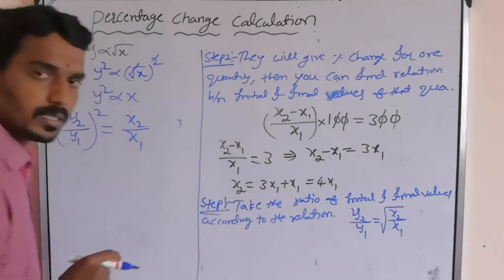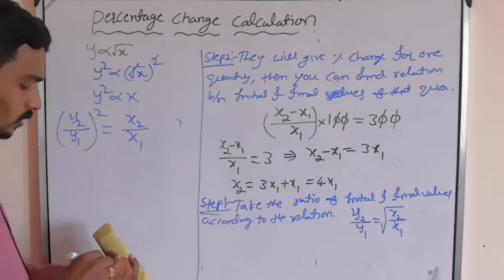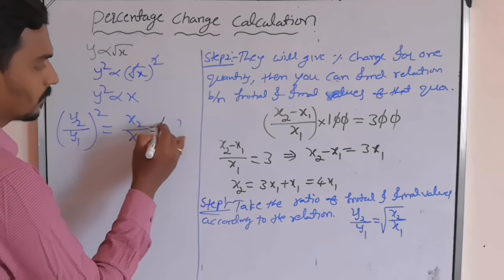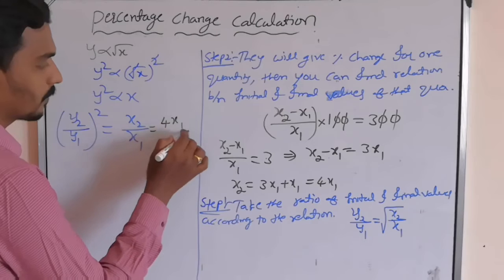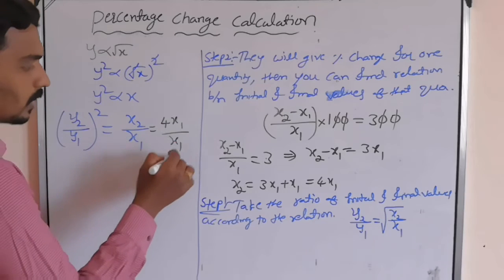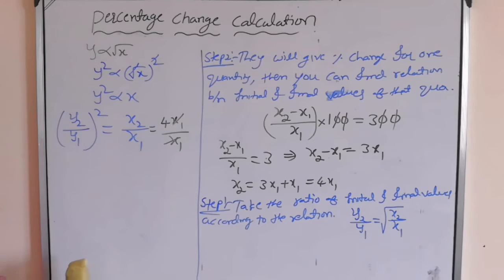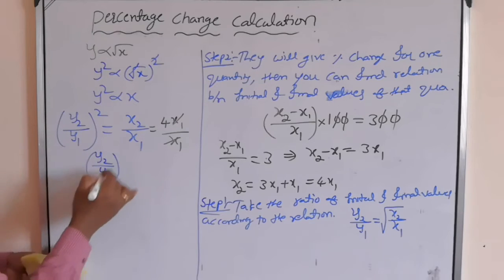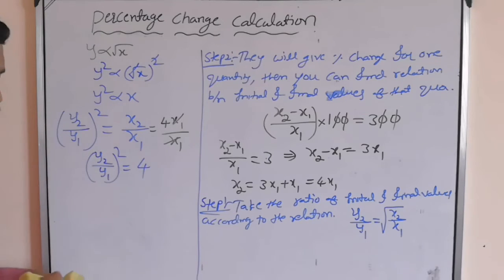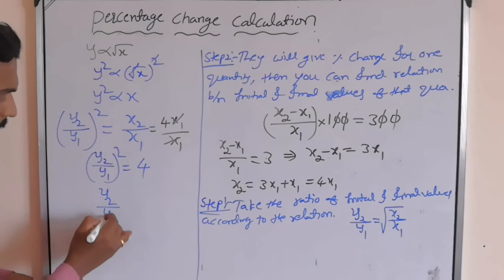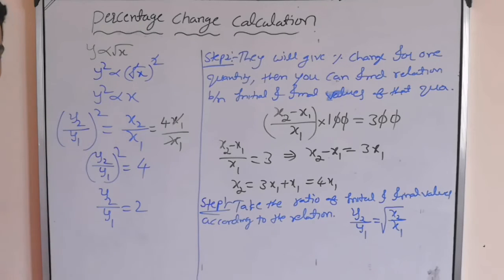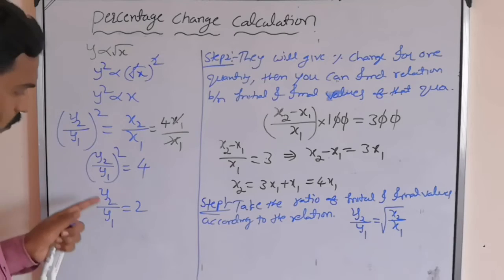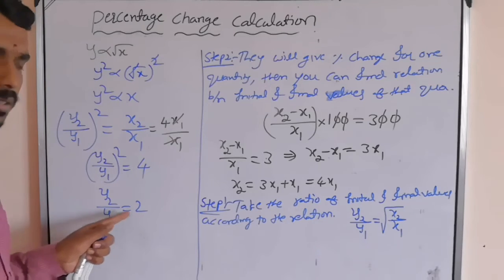After taking this, substitute the relation which you got, where x2 is 4x1. So x2 by x1 is 4x1 by x1, and x1 gets cancelled. y2 by y1 whole square equals 4. So y2 by y1 equals 2.